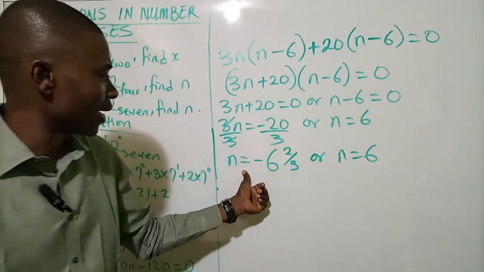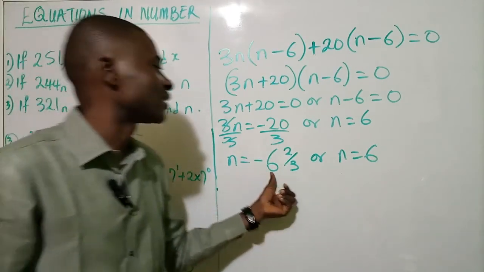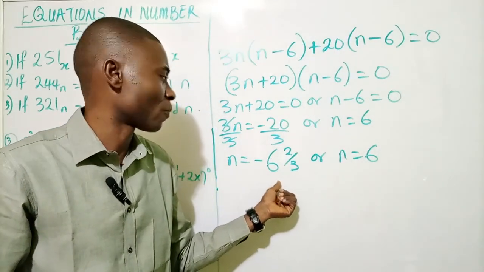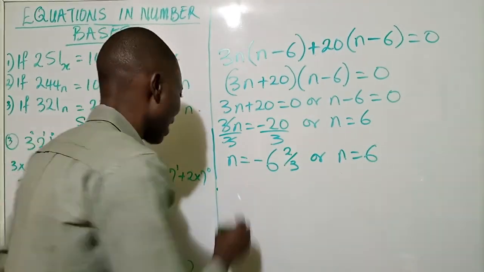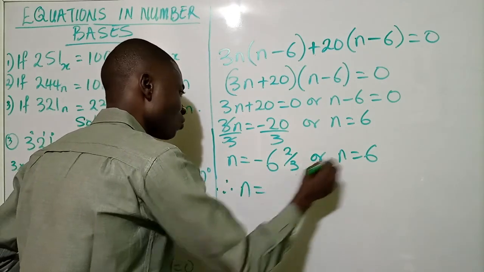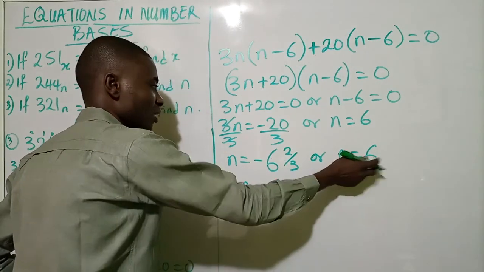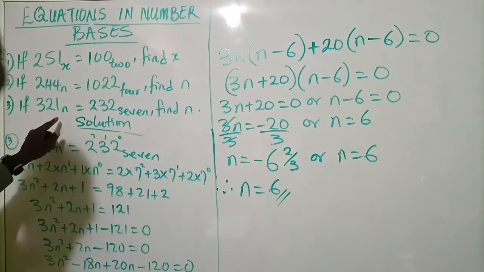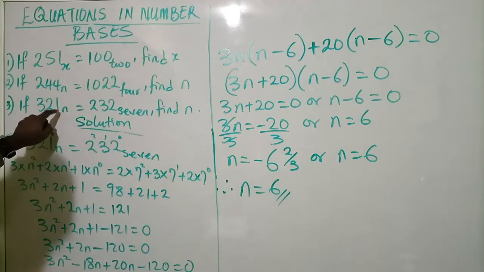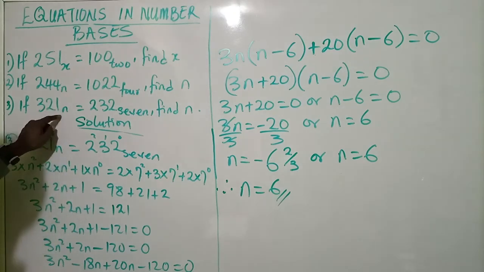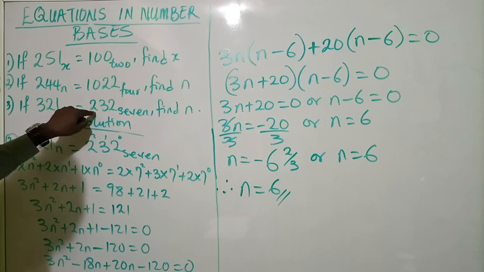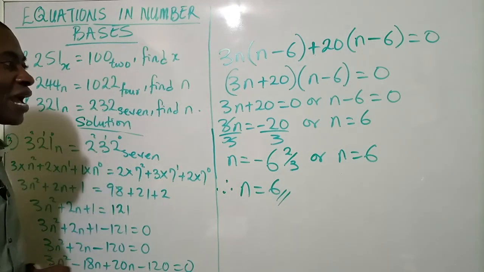So again, we can't have a negative base. It's not possible for us to have a negative base. So that means that our answer, therefore, is n equals 6. So this is our main guy here, 6. So the base is 6. That means that if I convert this number 321 in base 6 to base 7, I will get 232. And that is it.